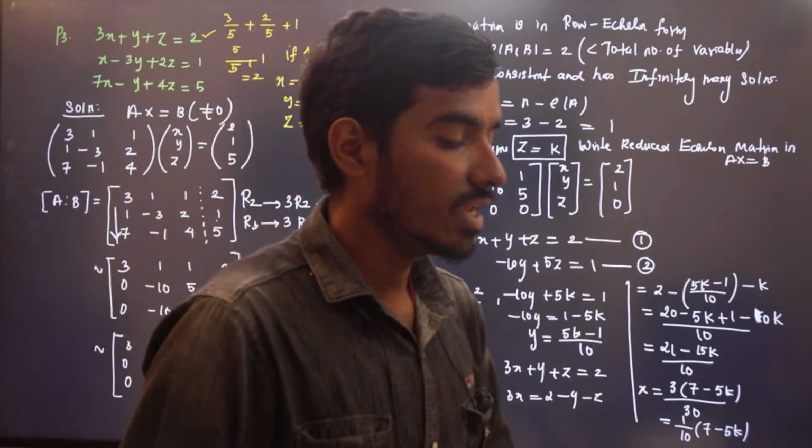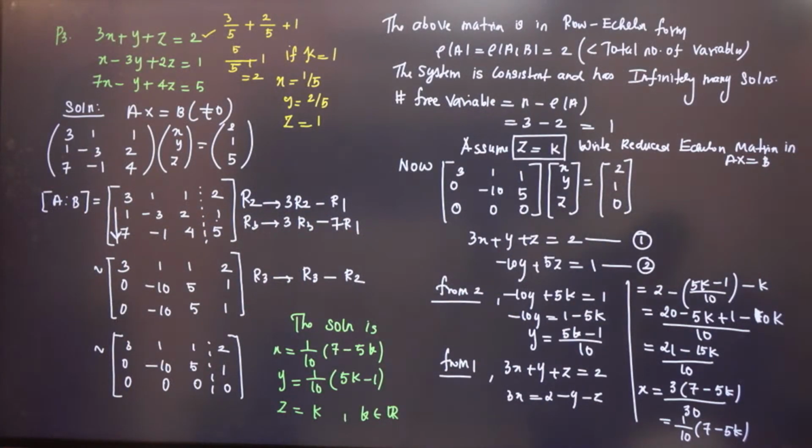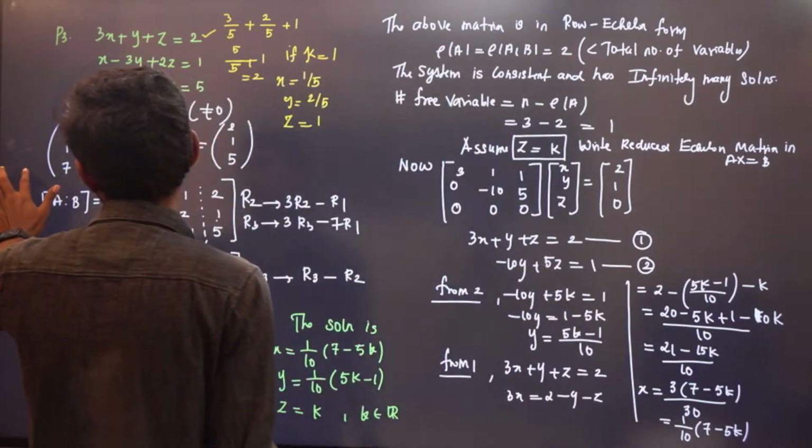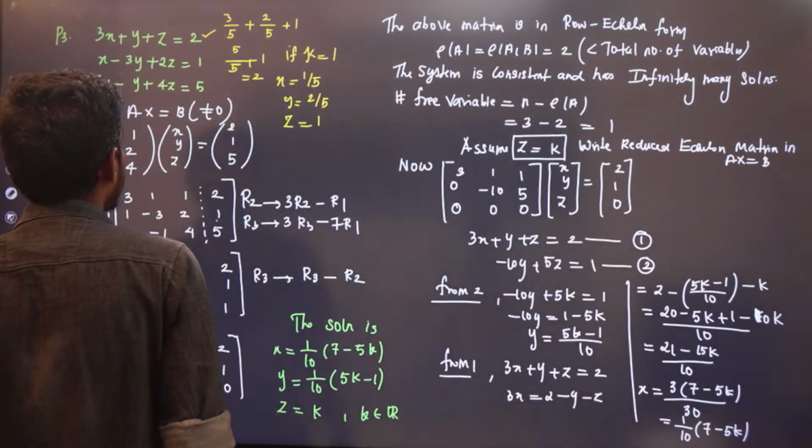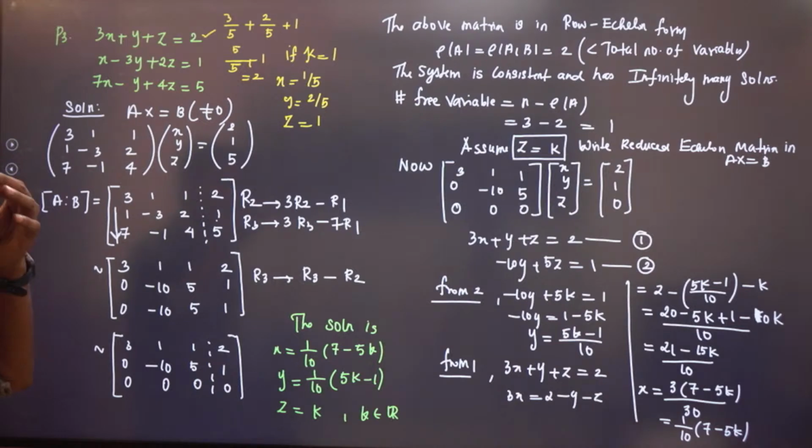So if you vary k, you will get infinitely many solutions. If k is 1, you can check it from an exam point of view. If you take k to be equal to 1, you will get x, y, z to be equal to 1 by 5, 2 by 5, 1. So therefore this is a solution, right? So this falls under case 2, and this is the pattern. Now we'll move on to the next problem.